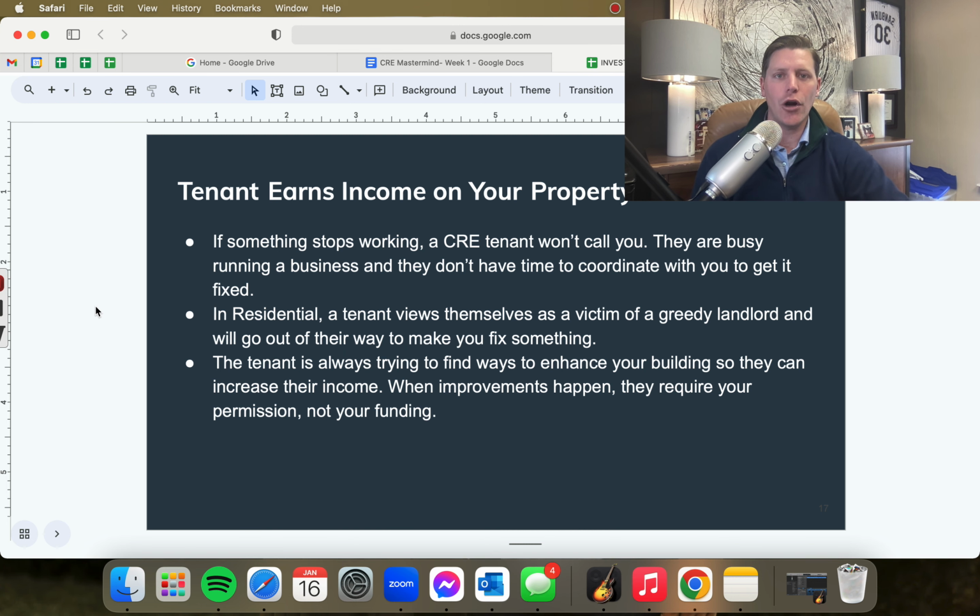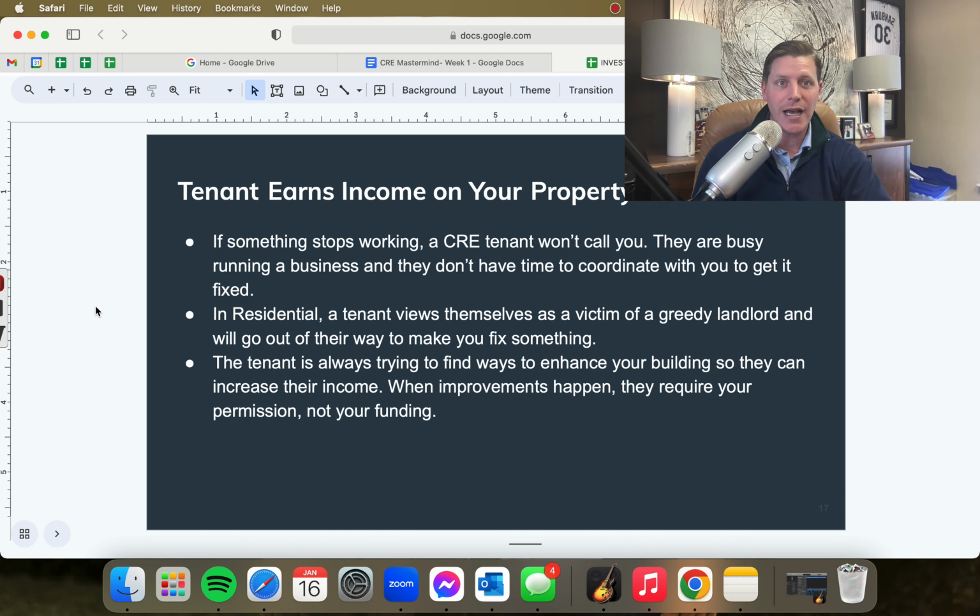So again, the tenant earns your income on your property. I know we've been talking about this, but it really is an important aspect. If something stops working here, a commercial real estate tenant is not going to call you. They're busy running a business and they don't have time to coordinate with you to get it fixed, okay?